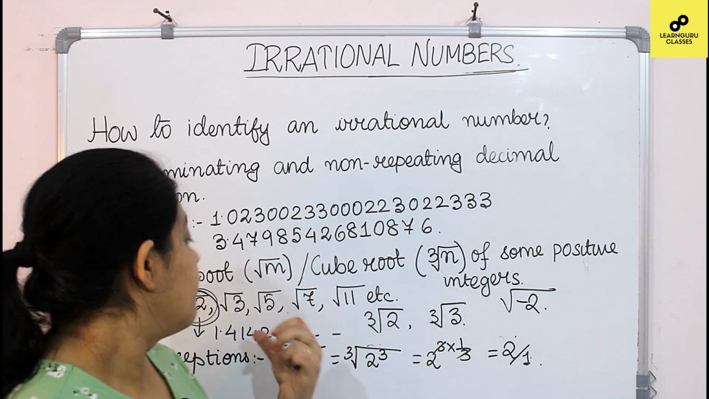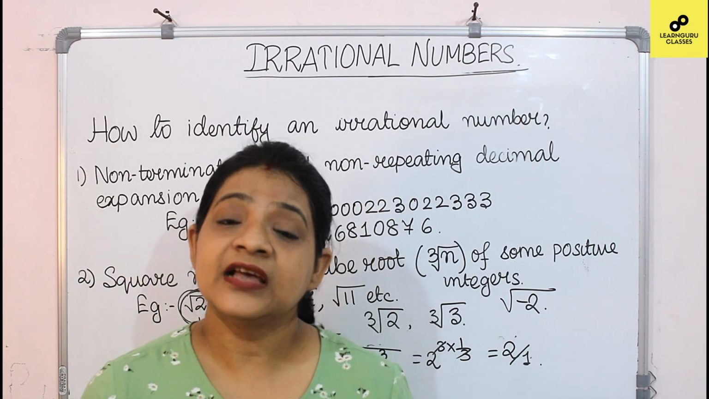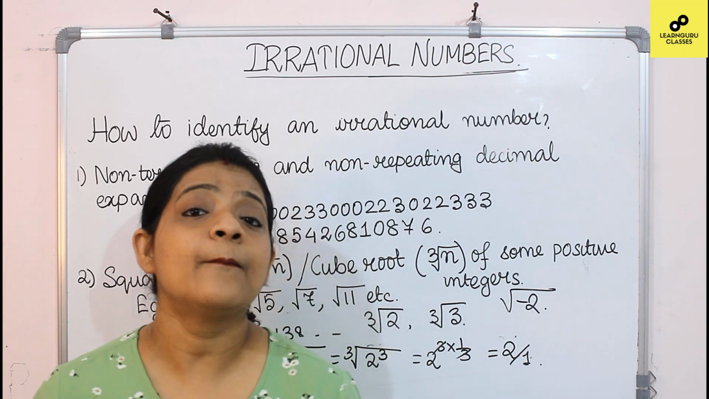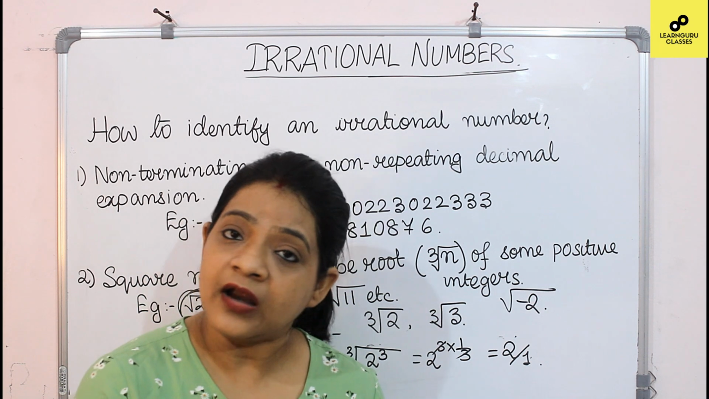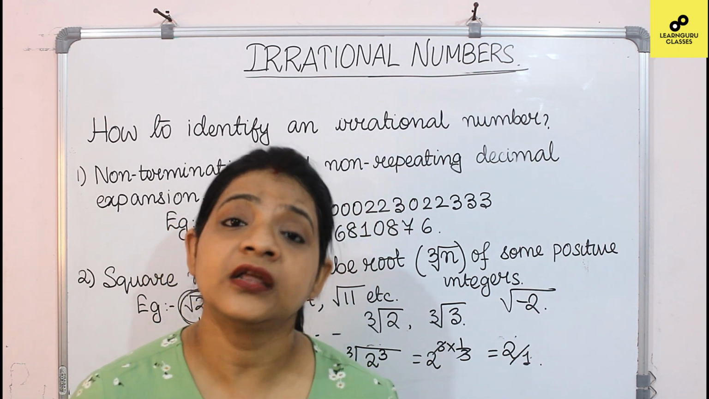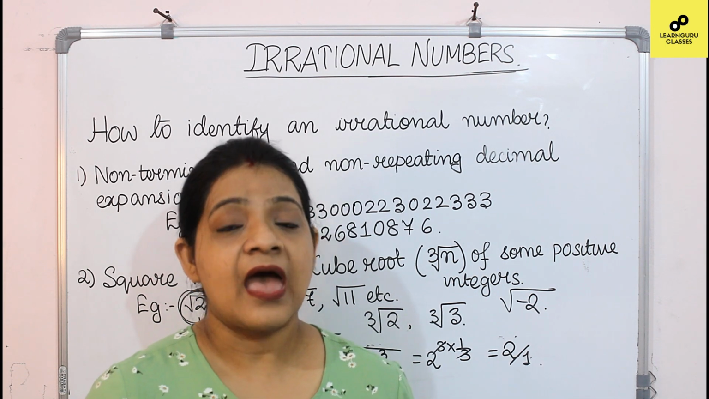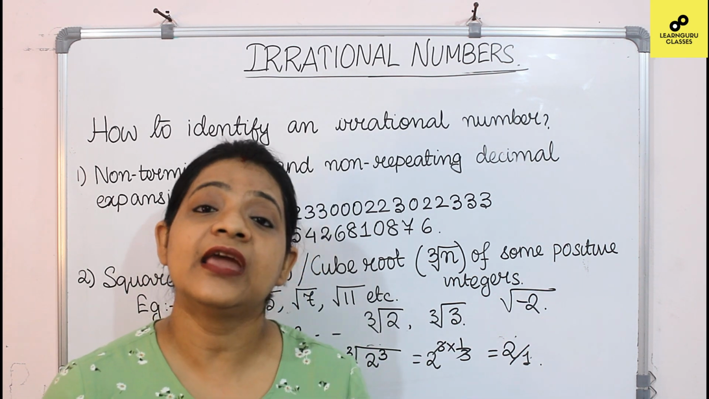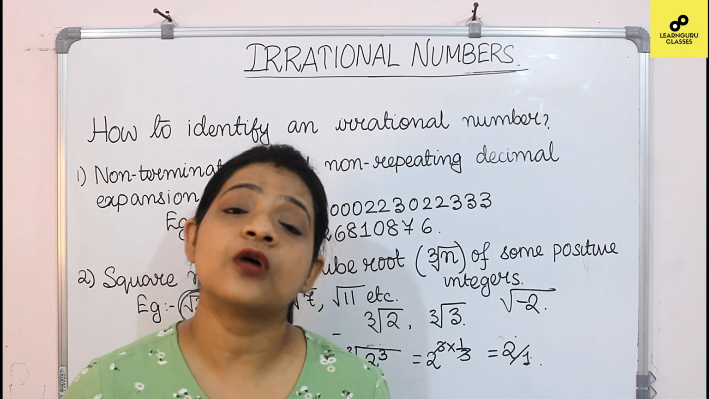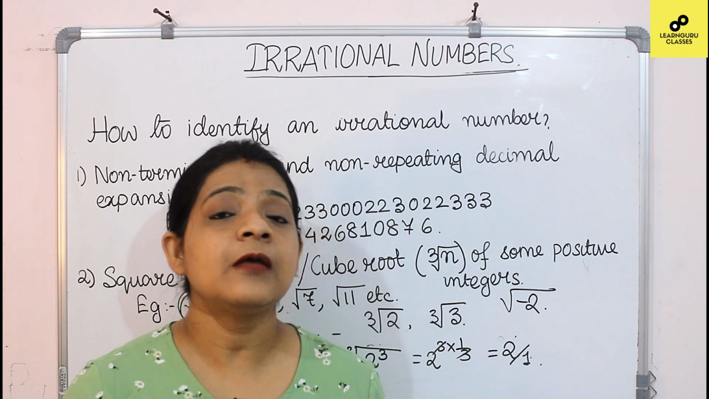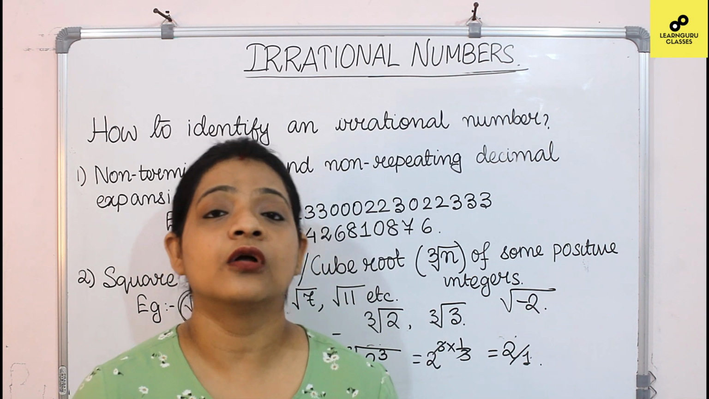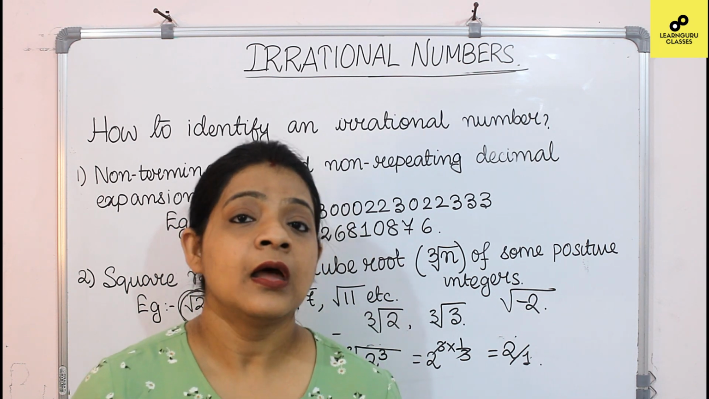Perfect squares like 4, then 9, 16, 25, 36. All these are examples of perfect squares. So a perfect square under the root is not an irrational number, as well as perfect cubes like 8, 27. These are examples of perfect cubes. Any perfect cube, if you keep it under the cube root, is also called a rational number.